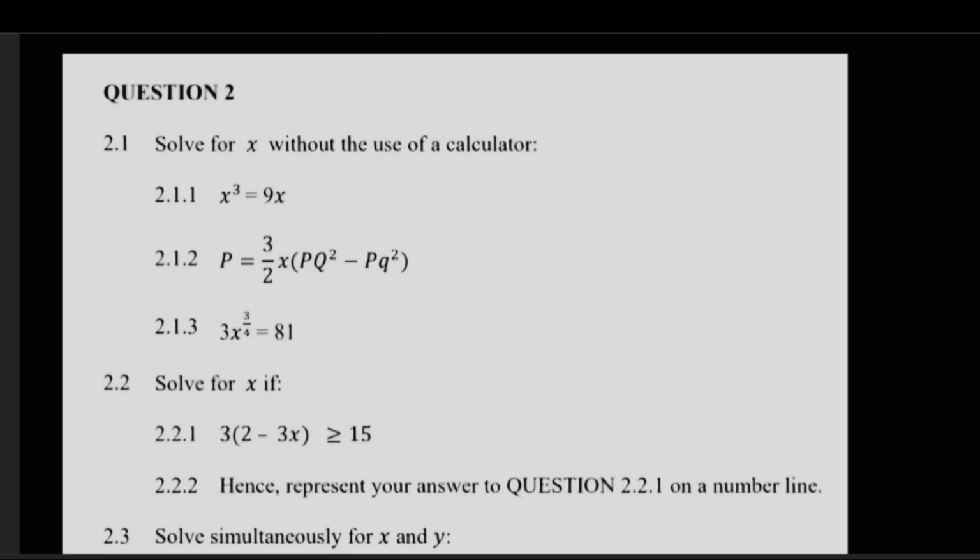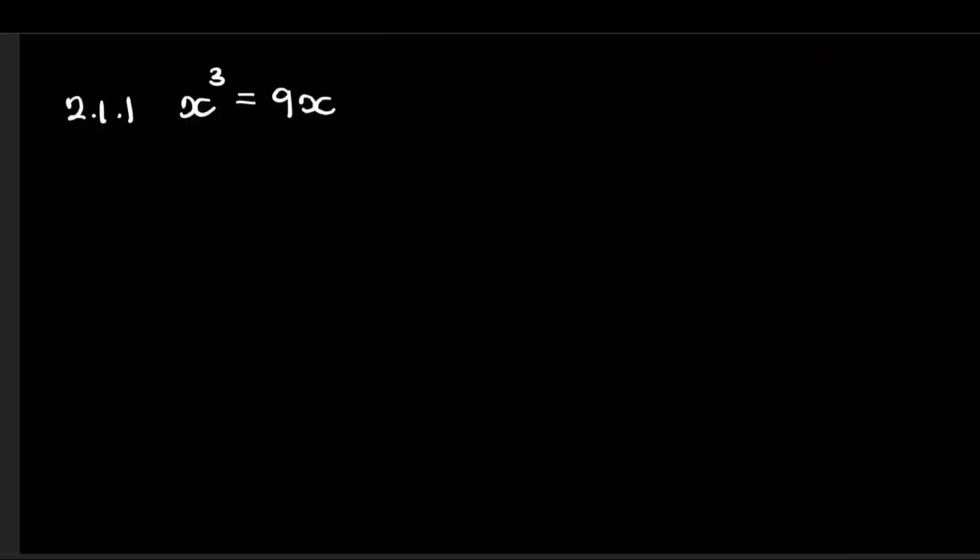We are now on to question 2, and 2.1 is based on solving for x without the use of a calculator. 2.1.1, we are given x cubed is equal to 9x. Now please do not divide throughout by x. If you're going to do that, you're going to lose one of your answers. So what I suggest is taking the 9x over to the left hand side. So we're going to have x cubed minus 9x is equal to 0. Remember, in order for you to solve for x, you like to have all of your terms that contain x on the left hand side of the equation.